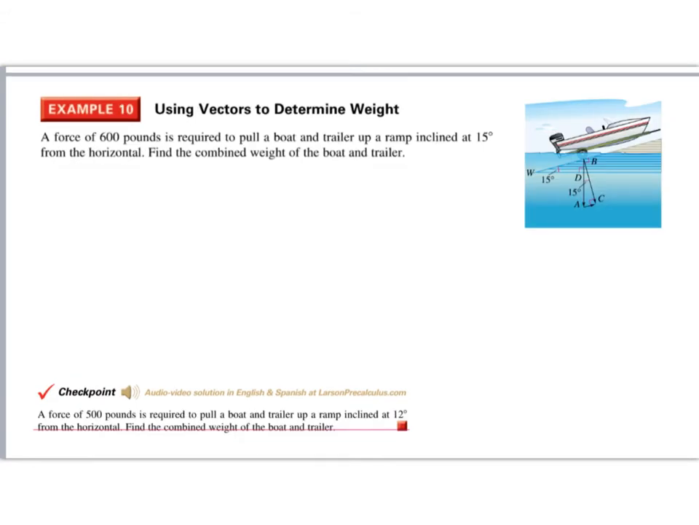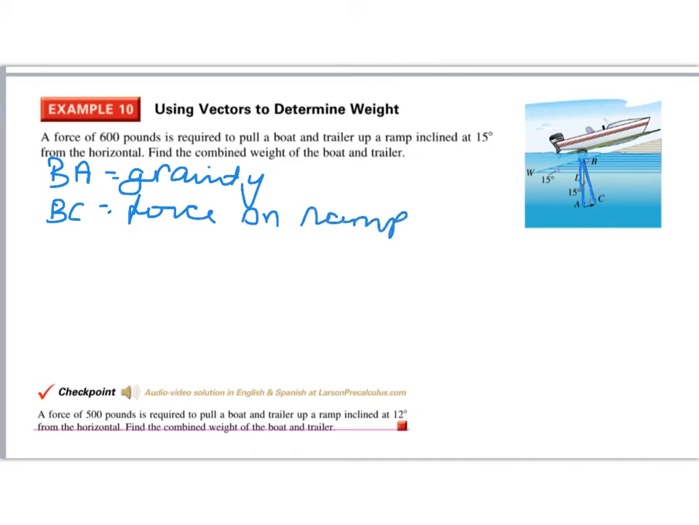We're going to get into some physics here. So the first thing you need to see is that your BA, which is right here, BA is the gravity, right? The force of gravity on the boat. And then if you look at BC, BC is right here, and this is the force on the ramp. And then the final thing you have is AC, which is this little piece right here. What that is, is the force up the ramp. Okay, so they just turned this little triangle right here. They just turned it down so that you can see.